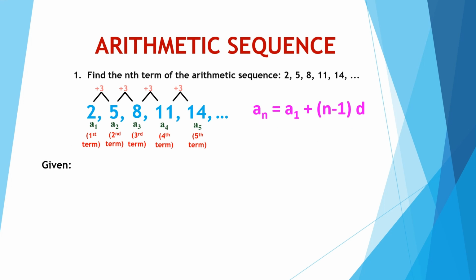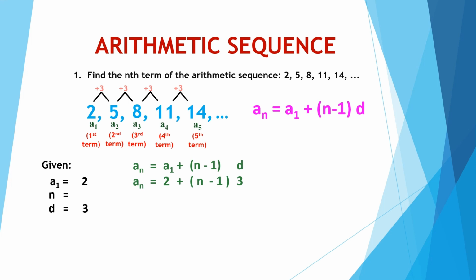Let's first list down all the given information. a sub 1 is equal to 2. n, which is the position of the term in the sequence, is not specified. The common difference d is equal to 3. Let's write the formula. a sub n is equal to a sub 1 plus quantity n minus 1 times d. Let's now plug in the values. a sub 1 is equal to 2 and d is equal to 3. So a sub n is equal to 2 plus quantity n minus 1 times 3.